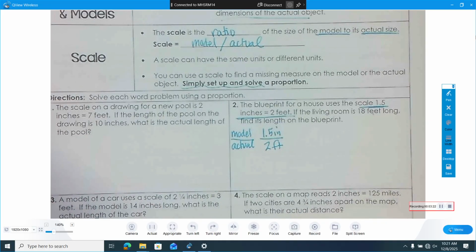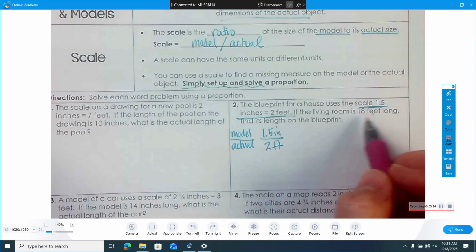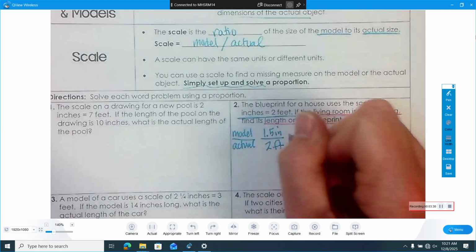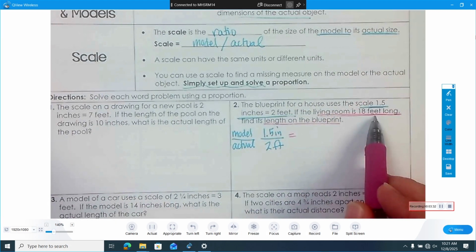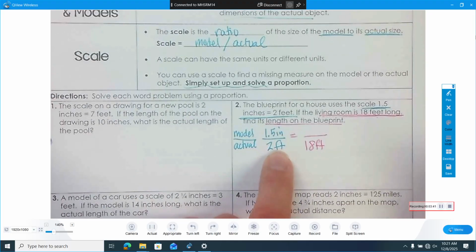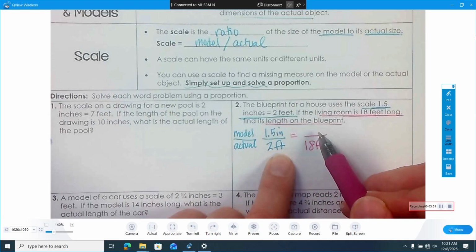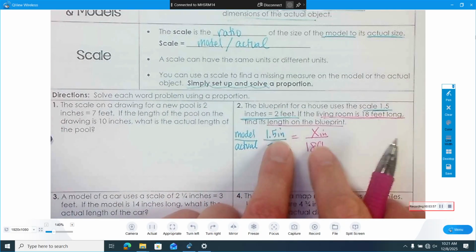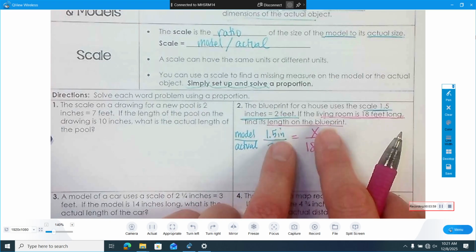It's pretty big. And then it says if the living room is 18 feet long, find the length on the blueprint. So if the living room is 18 feet, where should that 18 feet go? Yeah, on the bottom. It is 18 feet. Again, ladies and gentlemen, did you put units on there? Yes. The units are super duper helpful. So I encourage you to keep those units on there. It's just going to help keep everything organized. What should we put on top? X, because that's when we're trying to find out the length on the blueprint. That's going to give us an answer in terms of inches, so it matches.